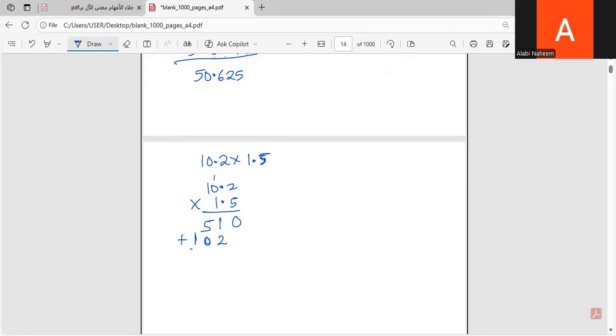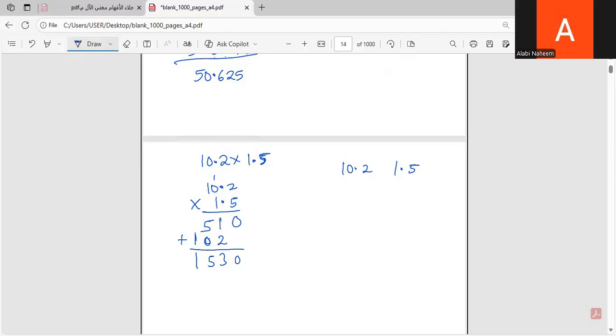Now, let's add this. We have 0, 3, 5, then 1. So after adding this, how do we place our decimal point in the final answer? In the original numbers, we had 10.2 and 1.5. So that means in our final answer, we should have two numbers after the decimal point.